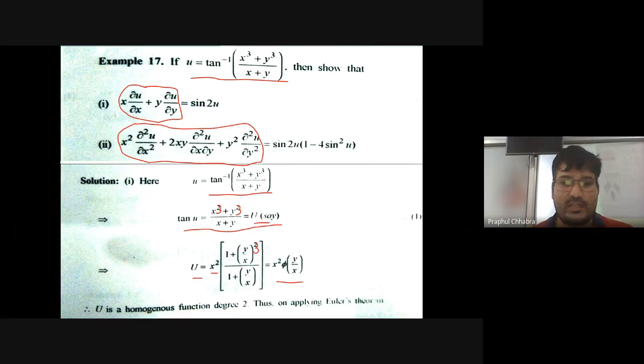If any expression can be written in this form, x raised to the power n times a function of y upon x, then definitely it's a homogeneous function. And what is the degree of this homogeneous function? 2. So keep in mind, this small u is not, tan u is capital U. This capital U is a homogeneous function of degree 2. So we will apply Euler's theorem on capital U only. We will not apply Euler's theorem on small u, because small u is not a homogeneous function. Capital U, which is tan u, is a homogeneous function of degree 2.